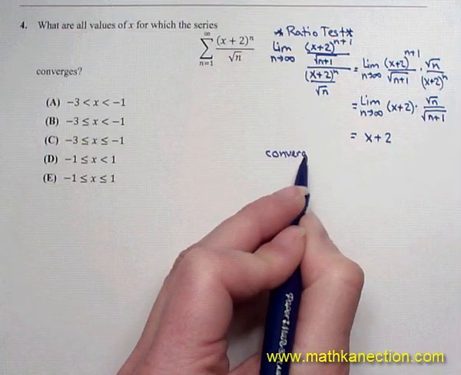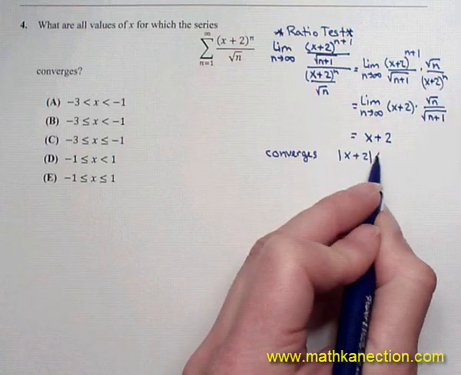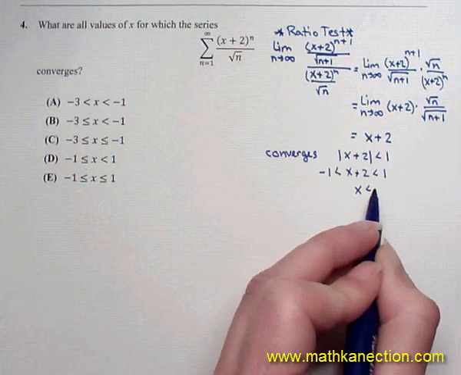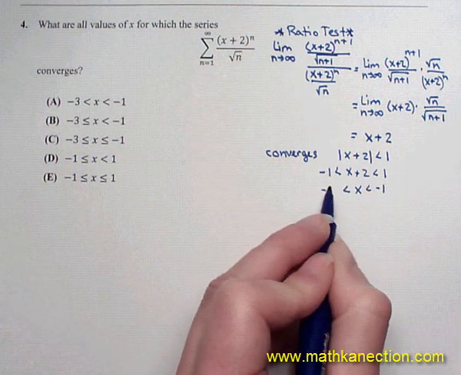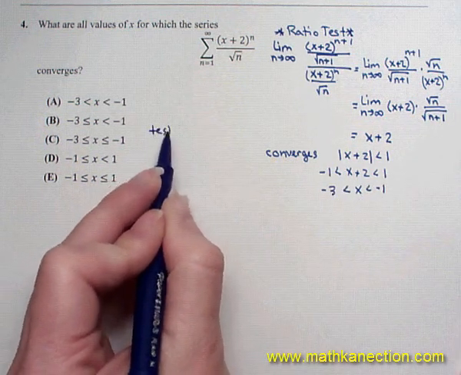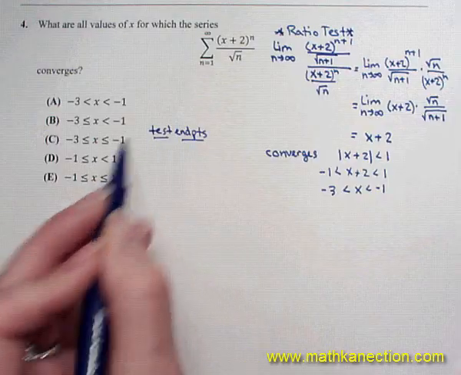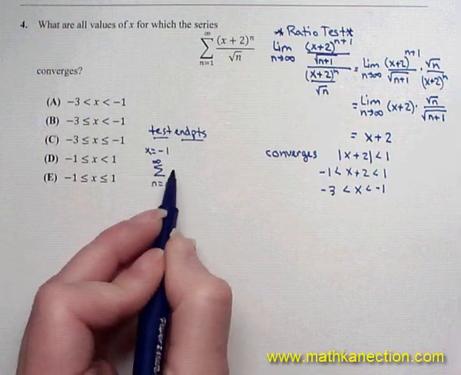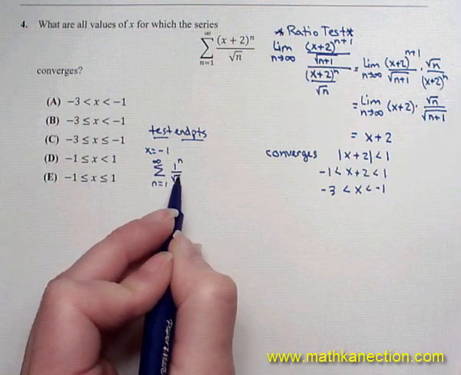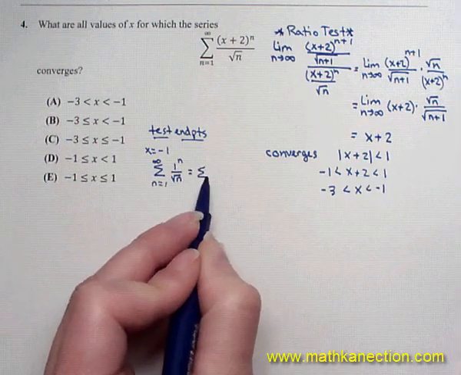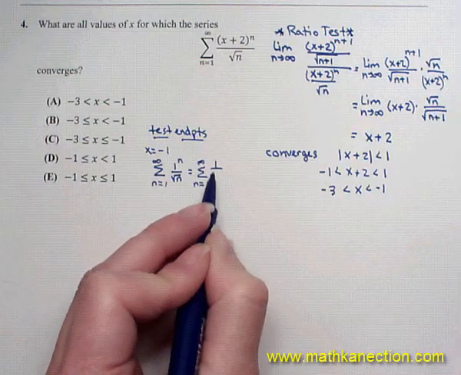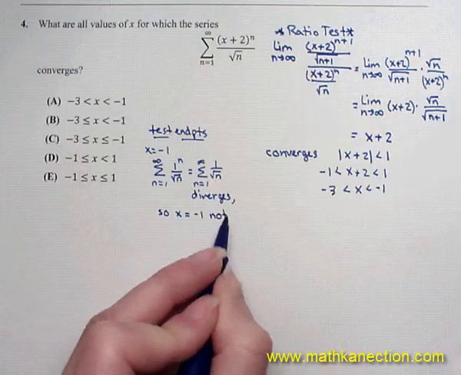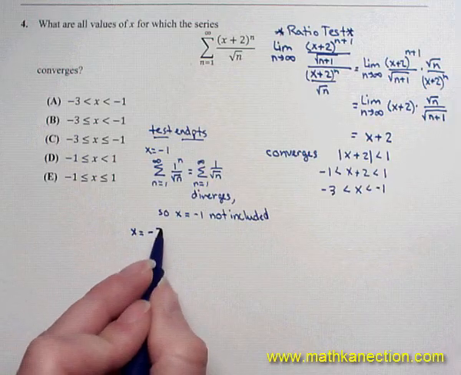And then this series will converge when the absolute value of x plus 2 is less than 1. So that's when x plus 2 is between 1 and negative 1, or x is less than negative 1, but greater than negative 3. So then to test the endpoints to see if they are included or not, when x is equal to negative 1, that's the summation of n equals 1 to infinity of 1 to the n over the square root of n, that's the summation of n equals 1 to infinity of 1 over the square root of n, which diverges. So x equals negative 1 will not be included.